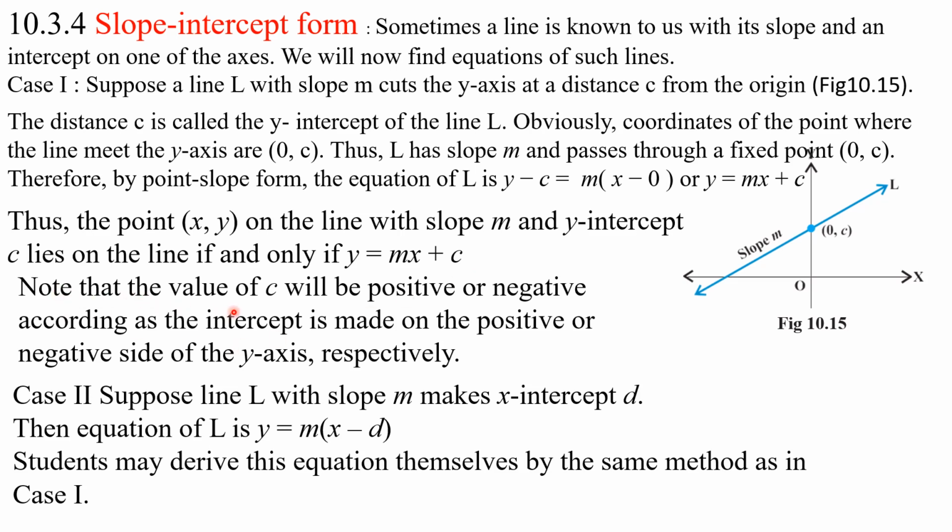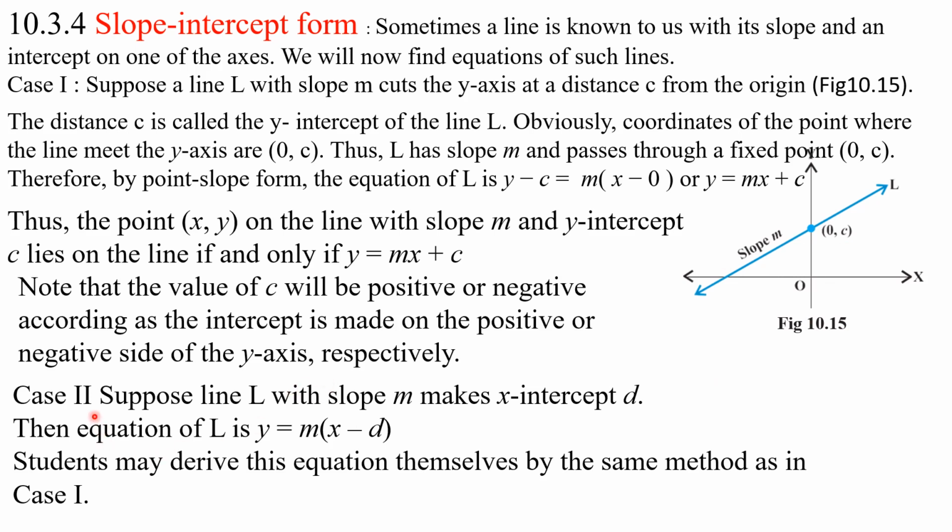Note that the value of c will be positive or negative according as the intercept is made on the positive or negative side of the y-axis respectively. Okay, my children, if the y-intercept is positive, then we take c value as positive. If the line is intersecting the negative y-axis at a distance of c units from the origin, then we take c value as negative. Understood this point, my children?